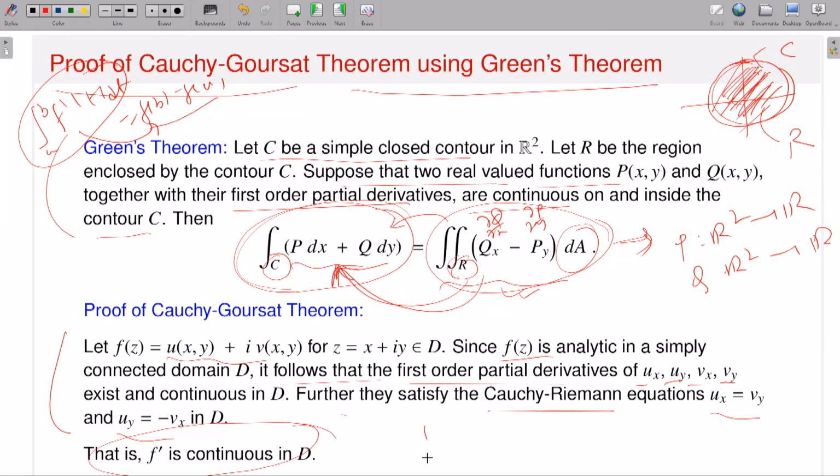And also, what is f prime? This is ux plus i vx, and ux and vx are continuous, so f prime is continuous. So analyticity of f implies f prime is continuous. In fact, later on you will see that if my function is analytic, then f prime is also analytic, in fact f double prime, any derivative of f, is also analytic. But for the time being, whatever we need is just f prime, and the fact that ux, uy, vx, vy all exist and are continuous, so f prime is continuous. So analyticity implies that all the first order partial derivatives of u exist, they are continuous, and in particular f prime is continuous. Okay.